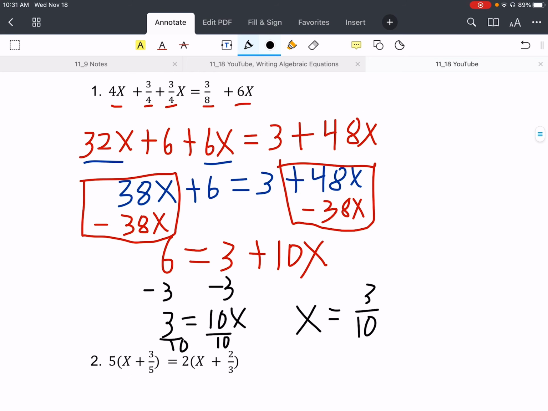So that is one option for how you can solve these. If you want to combine the like terms and add or subtract from both sides with fractions, you're going to end up with the same answer.